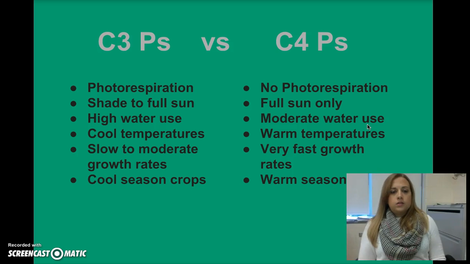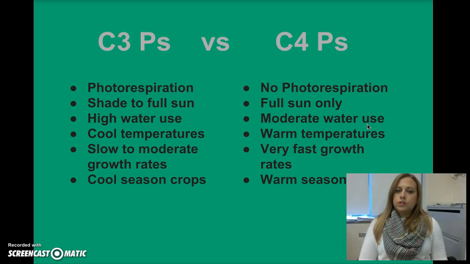Here is a breakdown of what plants will do C3 versus C4 and some of the characteristics. So C3, we talked about photorespiration is a possibility. In the C4 photosynthesis, you're not going to see photorespiration because the PEP carboxylase is always going to pull in the carbon dioxide. It's not going to pull in the oxygen.